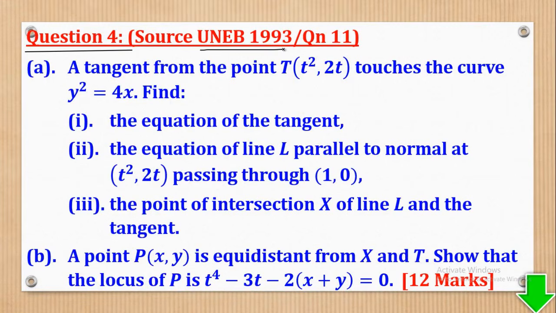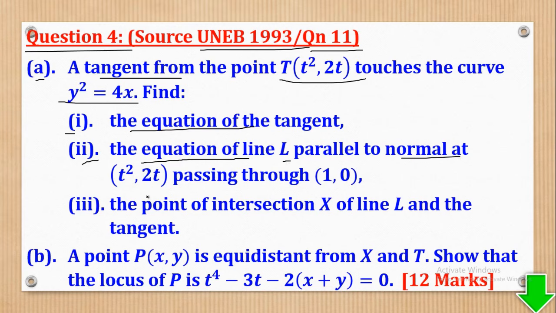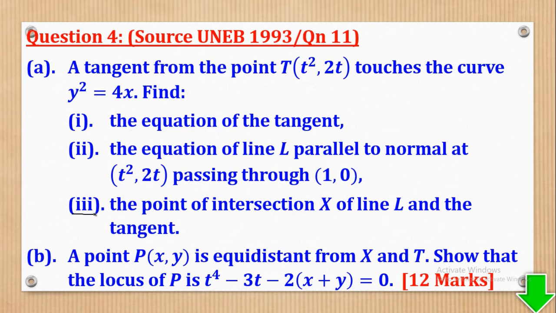So question 4 came from UNEB 1993, paper 1, question 11, and says, part A, a tangent from the point T, which is that, touches the curve this. Find Roman 1, the equation of the tangent, and Roman 2, the equation of the line L parallel to the normal at this passing through this. Roman 3, the point of intersection X of line L and the tangent. So let's start with Roman 1.